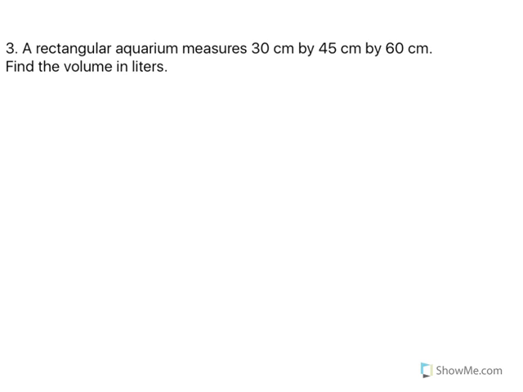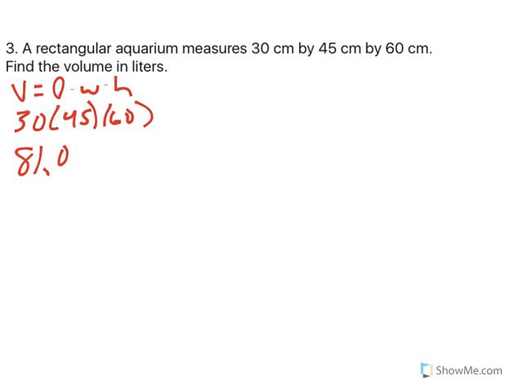Number 3. A rectangular aquarium measures 30 centimeters by 45 centimeters by 60 centimeters. Find the volume in liters. So this is actually the same thing that we just did, but now we're going to do the whole thing start to finish. First I find the volume. Length times width times height. 30 times 45 times 60. I get 81,000 cubic centimeters.